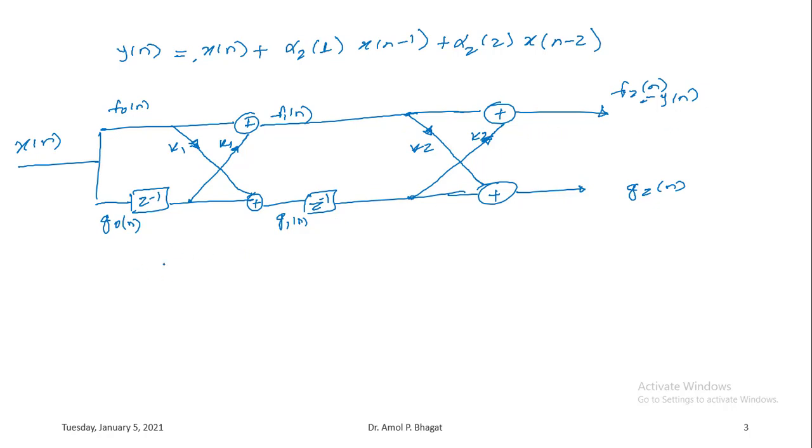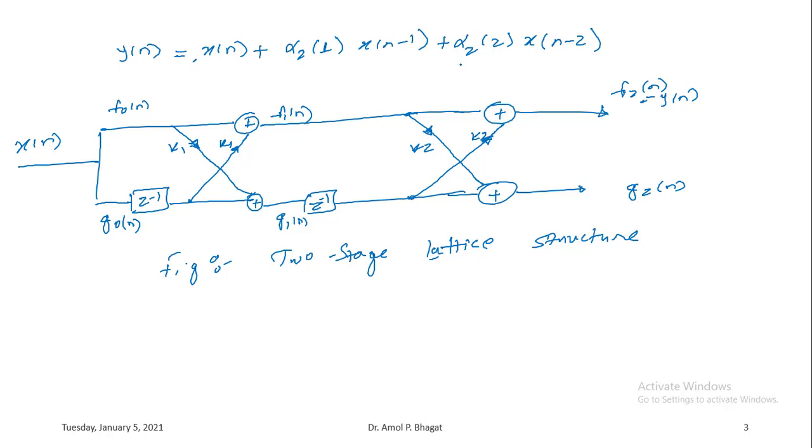Okay. So this figure indicates two-stage lattice structure. So these values of k1 and k2 can be identified by using this direct form equation and by utilizing this direct form filter coefficient, that is alpha 2 of 0, alpha 2 of 1, alpha 2 of 2, right?